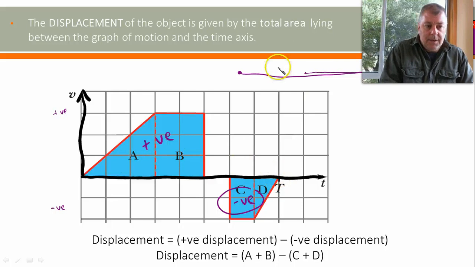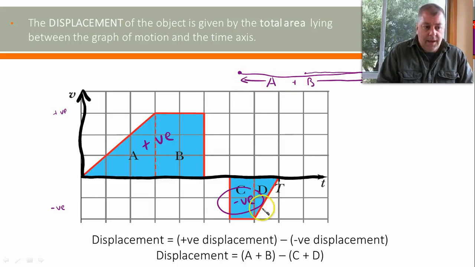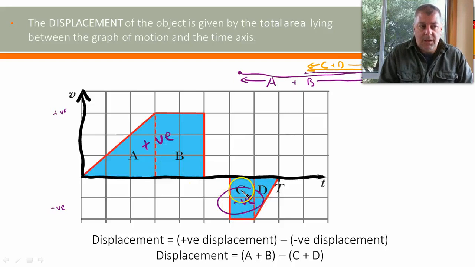And so A and B is actually this distance from there to there, and C and D is describing this distance from there to there. But because we went from there to there, it's a negative displacement, and because we went from here to here, A and B is a positive, and that's why we subtract this displacement here. Okay, so whenever we have an area below the zero line, that's a negative displacement on a velocity time graph.